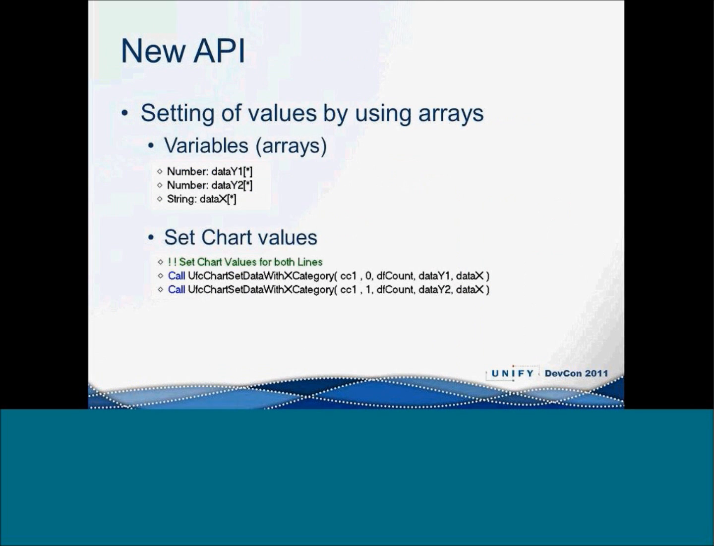And setting the values by using arrays is a pretty common way. So in the past, maybe you used a quick table in the background to collect all the data information, and this quick table was a basis to pass data into the charting control. With the new API, it's possible to use direct arrays of data, like you have numbers for y-axis 1 for the data set number 1, and for the number 2, and you have a string that represents the x values.